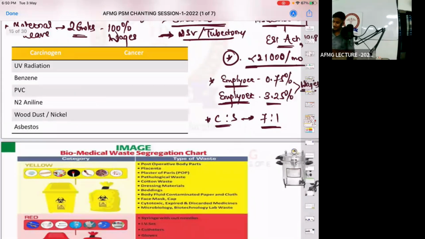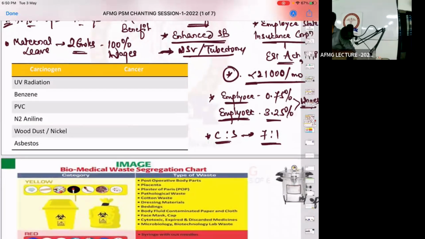When you do your internship, you will find out there. If I talk about carcinogens, now UV radiation will lead to which cancer? UV radiation, mainly UVB rays, that is your sunlight. Excessive sunlight exposure can cause squamous cell cancer of the skin. The most common occupational cancer is skin cancer, which is associated with ultraviolet radiation.